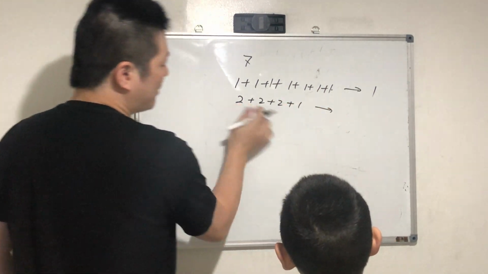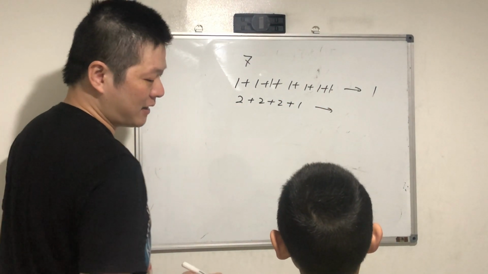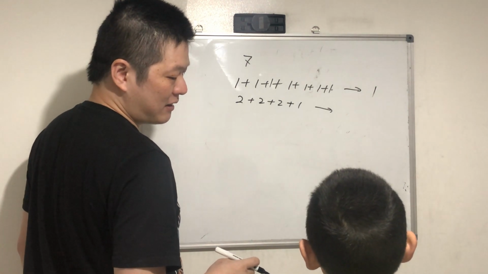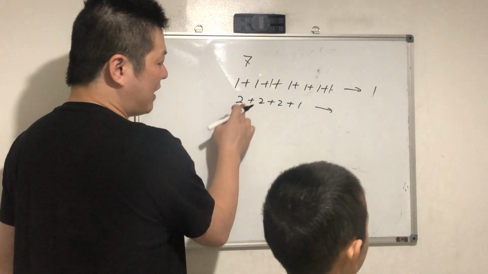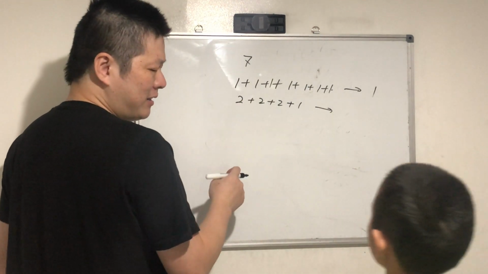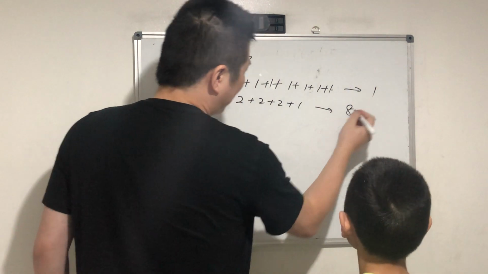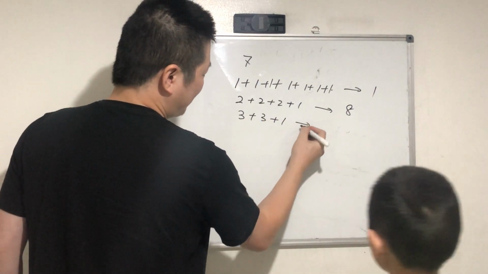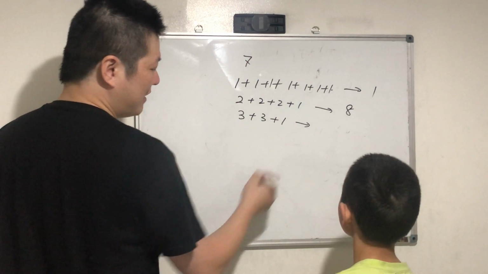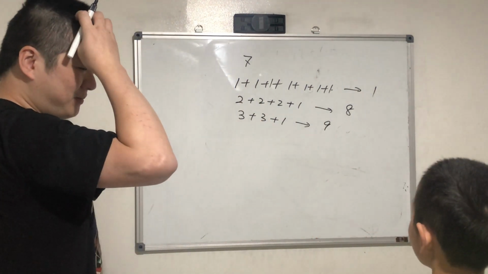If you multiply all these numbers together, what can we get? Multiply: 8. Or you can do it as 3 and 3 and 1. That will give you 9. Okay, so any other ways?